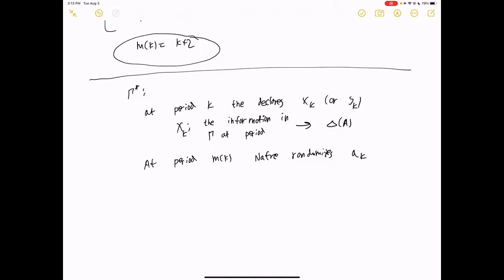And the work that John Levy and Itai Arieli did shows that you don't need common knowledge; it's sufficient that it would be common p-belief for high p. So at period m_k, nature randomizes a_k. This is the only modification, and now at the end, you have the same winning set for player one and player two. Okay, so player one wins.